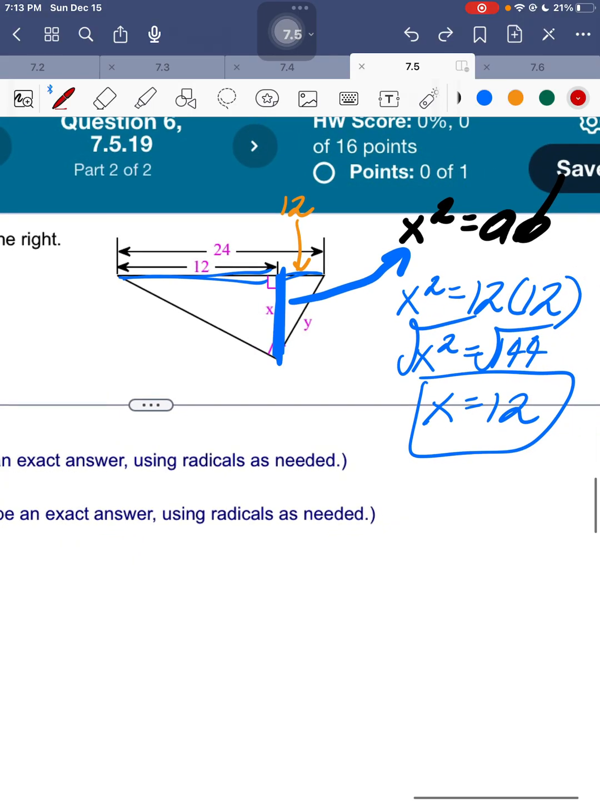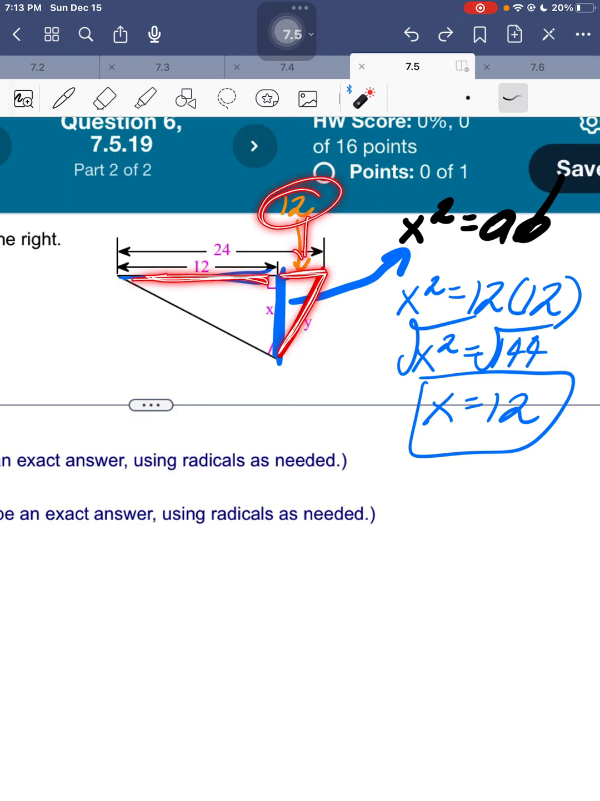Okay, so my x should be 12, and it is. So now let's do in red, let's find my y. Now, when your geometric mean is on a leg, your A and B will be your A or your B. So one of them, your A or your B, will be the entire length of the hypotenuse, and let's say we chose our A to be the entire hypotenuse, then our B would be the segment of the hypotenuse. So this one or this one.